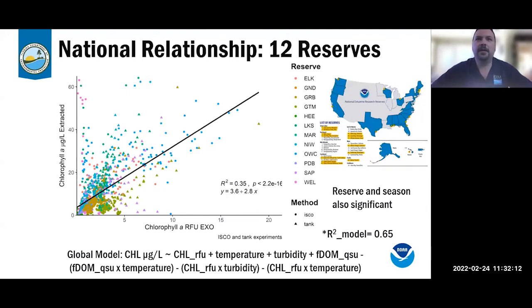So here I've color-coded the data by the reserve and symbolized by the collection method. Our data is the olive color, which is down here extremely below the regression line. And that means that the chlorophyll sensor was overestimating the actual amount of chlorophyll within the water via extractive analysis. However, not surprising that reserve was a significant addition to the model, because there's a great amount of variability that could be attributed to differences in location around the nation. And season was also a significant model addition parameter. Again, not surprising, as we know that phytoplankton growth is dependent on sunlight availability, which we know changes throughout the year.